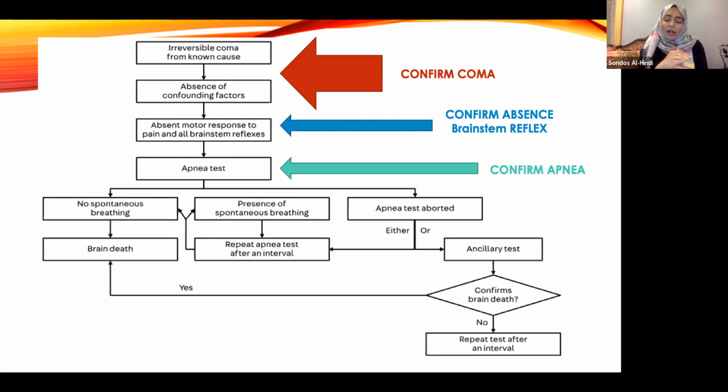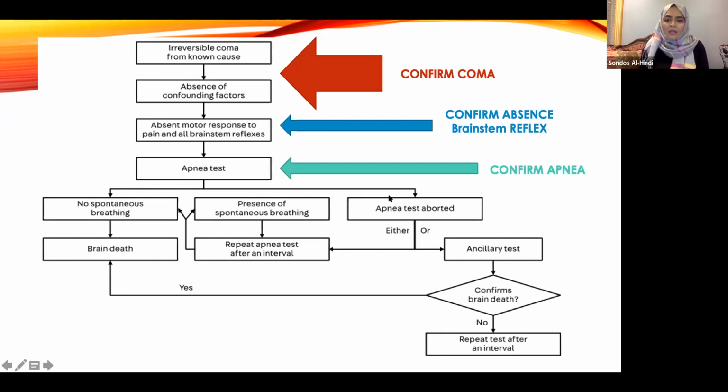Once you've confirmed the absence of all brainstem reflexes on a clinical assessment, then you do the apnea test. We never perform the apnea test without a clinical baseline assessment of the brainstem reflexes, because if you don't have absence of brainstem reflexes and you do an apnea test, that is added distress to the patient. You should never perform an apnea test when you have any question about your brainstem reflex examination. If the apnea test shows no spontaneous breathing, then the patient is brain dead, according to this.